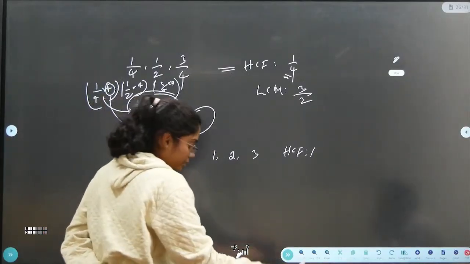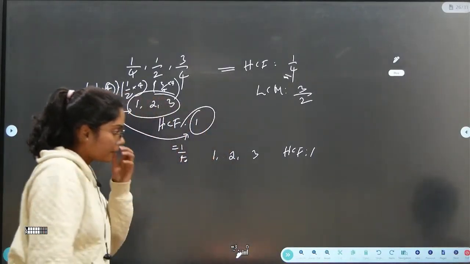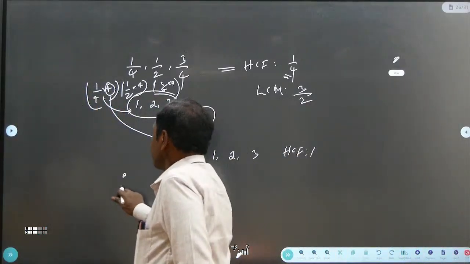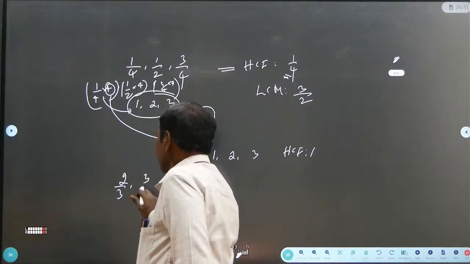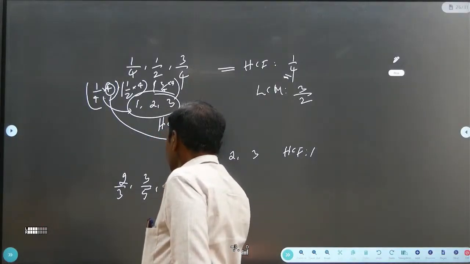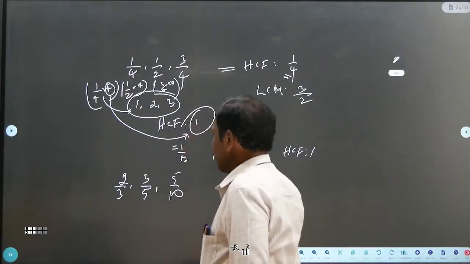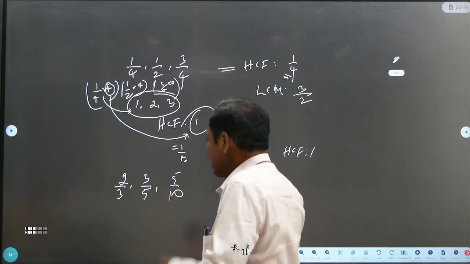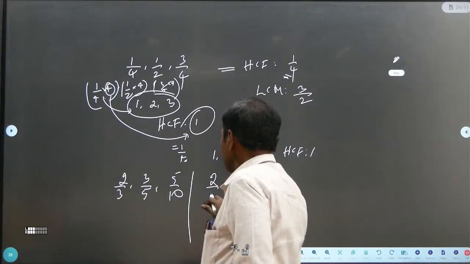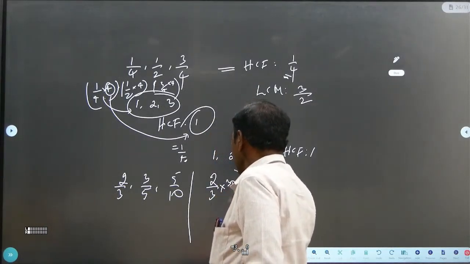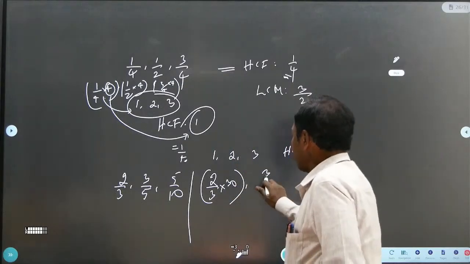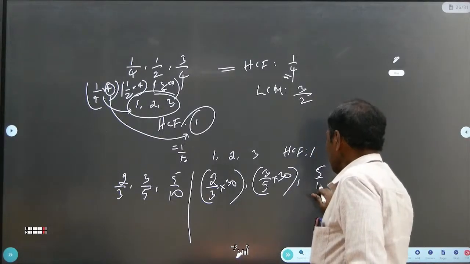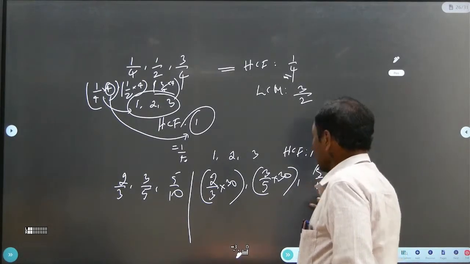Then we will check the other numbers: 2 by 3, 3 by 5, 5 by 10. Now let's convert into natural numbers by taking the LCM. The LCM is 30. So 2 by 3 into 30, 3 by 5 into 30, and 5 by 10 into 30.